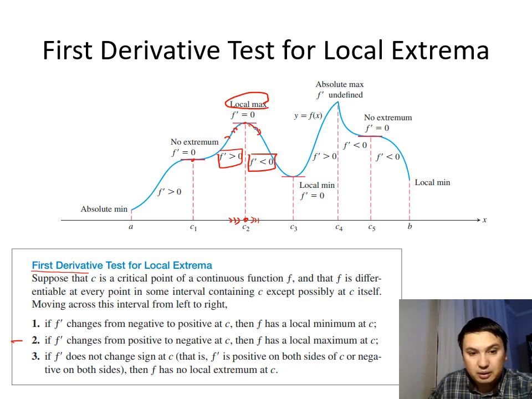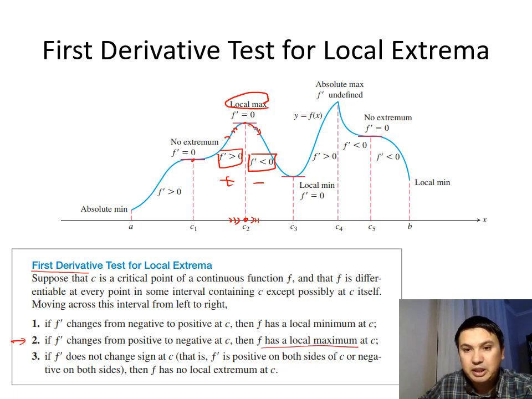So what I told you is the two. If f prime changes from positive to negative, right? So here it was positive, then it became negative, right? The f prime, not f itself, the f prime, the derivative. Then this f is going to have a local maximum.